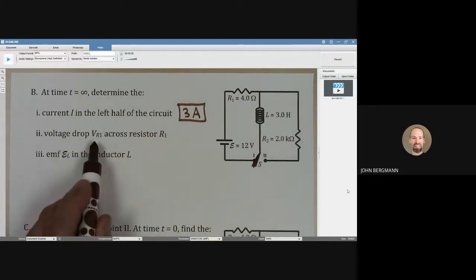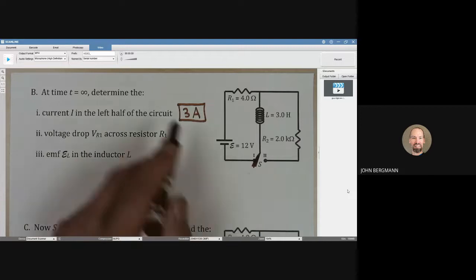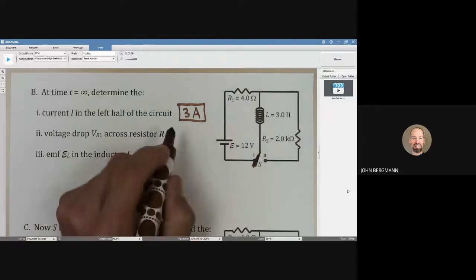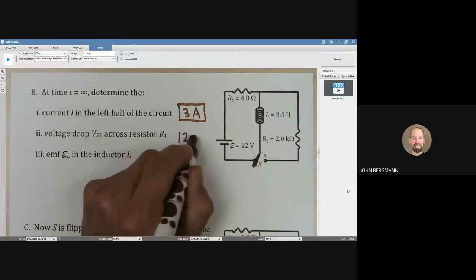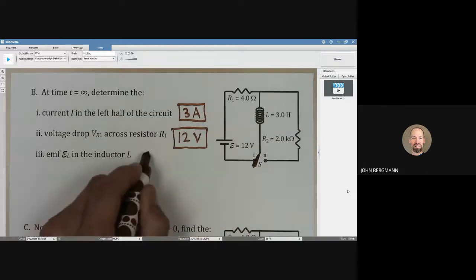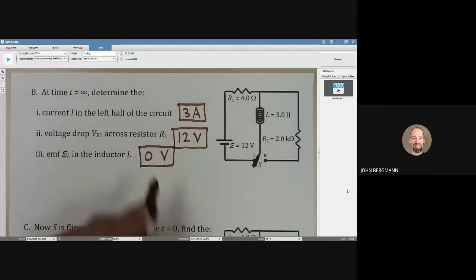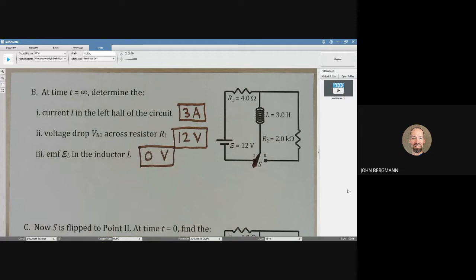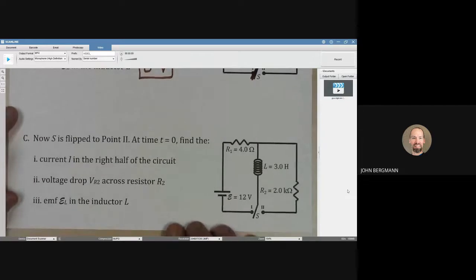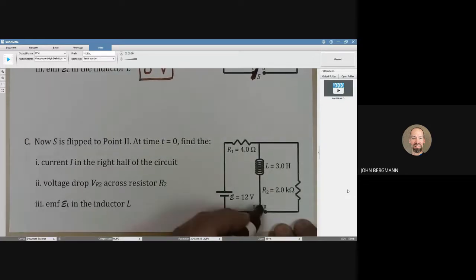What's the voltage drop across the resistor? All of that voltage from the battery will have dropped by the time we go across that resistor. So I think it's going to be 12 volts. And what's the EMF in the inductor? The inductor is taking a nap right now. He's perfectly happy. Whenever the current isn't changing, he's all good with it. Now we're going to flip the switch to point number 2 down here. We're going to make that connection right there.